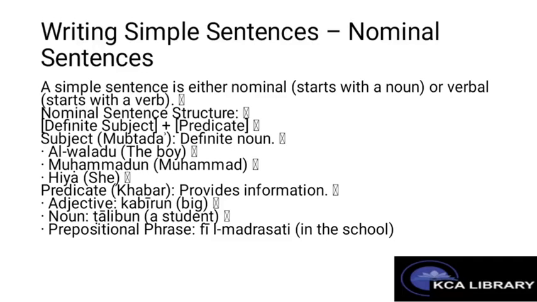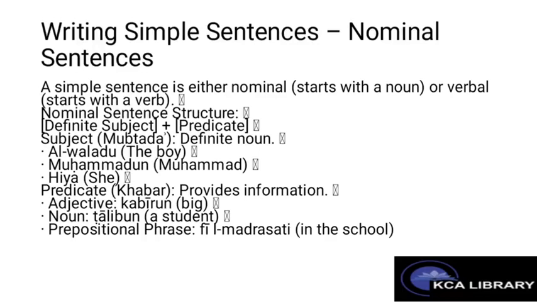A simple sentence is either nominal or verbal in Arabic, that is, starting with a noun or starting with a verb. A nominal sentence structure consists of a definite subject plus a predicate, mubtada plus a definite noun. Al-waladu, Muhammadun, hiya. Predicates, akhbar, provide more information, that is the adjective, kabirun.